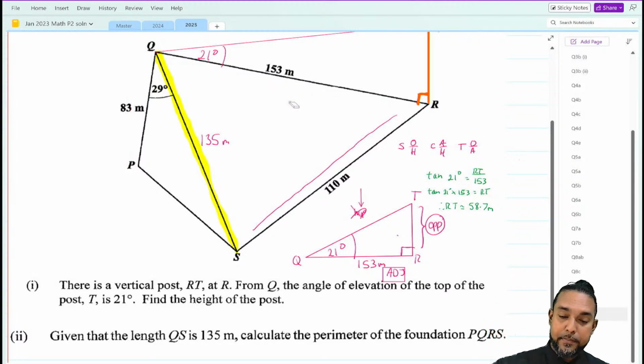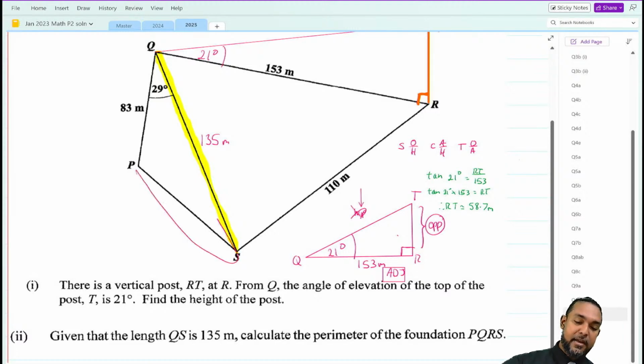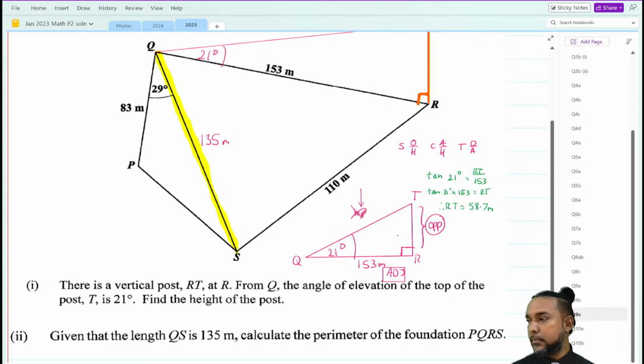It's PS, right? Now, the yellow line is not part of the perimeter because the perimeter is the total distance around, and that is on the inside. So we're not adding the 135. It doesn't technically form part of the calculation of the perimeter. But we need to find this length here. Now, that length exists in this triangle PQS. Oh yes, KK, that's correct.